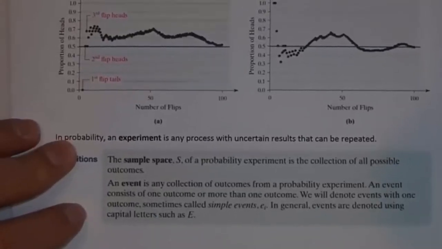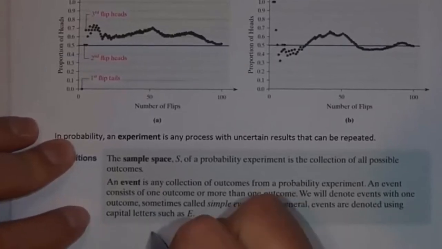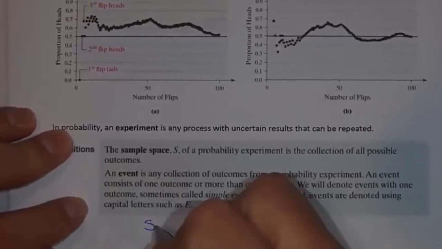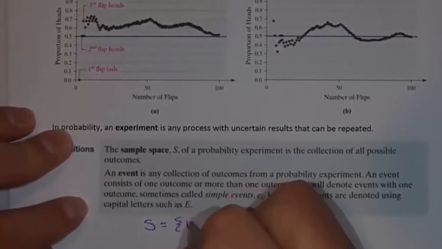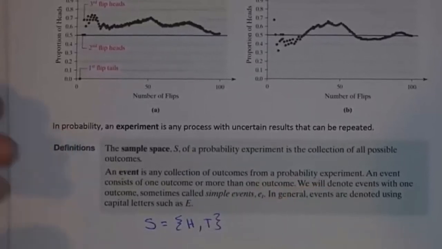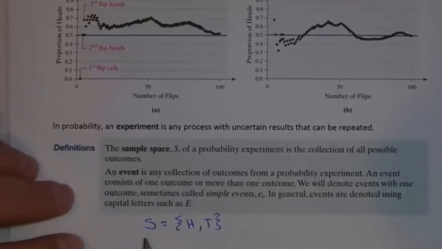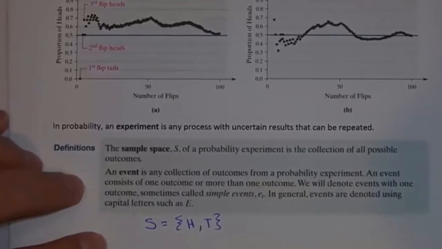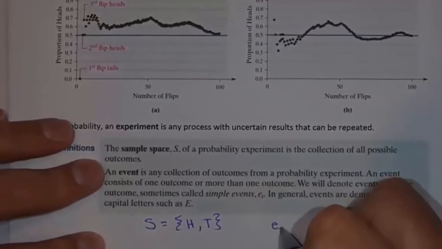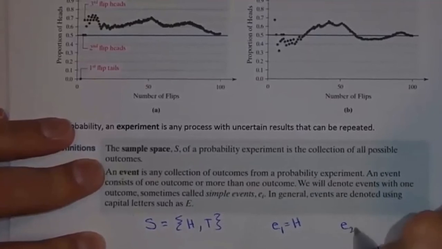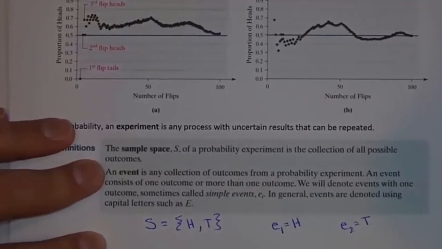So sample space, if I'm talking about flipping a coin, my sample space, which is going to be denoted by capital S usually, flipping a coin would be heads, tails. That's it. I've listed all the possible outcomes when I flip a coin. It either lands on heads or it lands on tails. So the sample space is that list or that set of possible outcomes. So simple event 1 might mean that I get heads. Simple event 2 might be that I get tails.